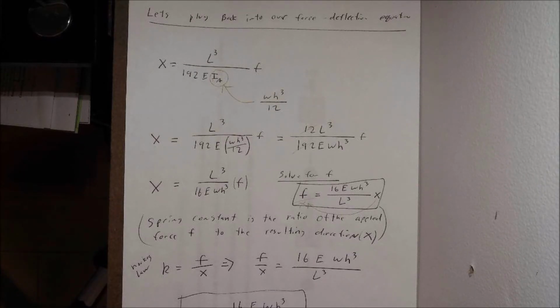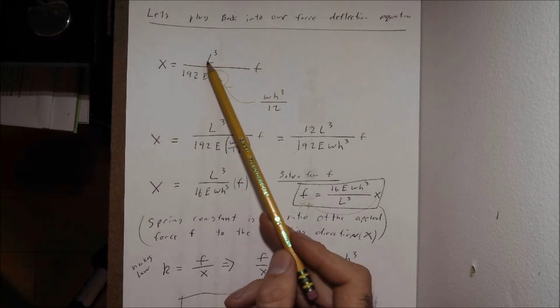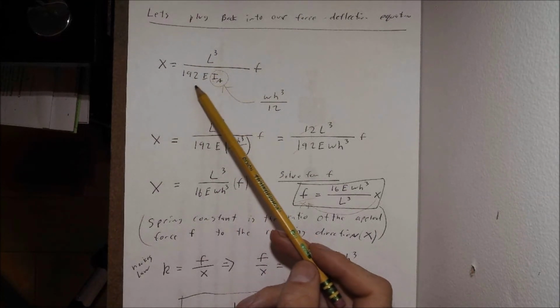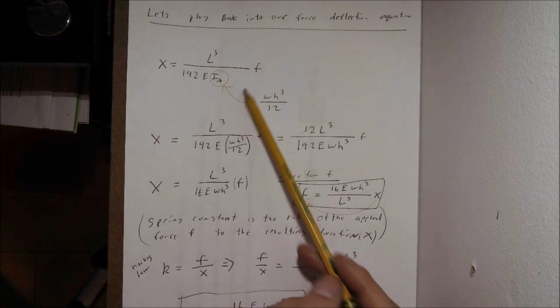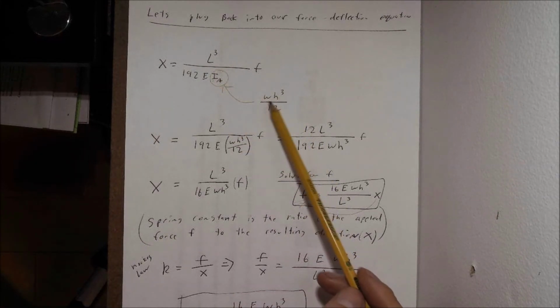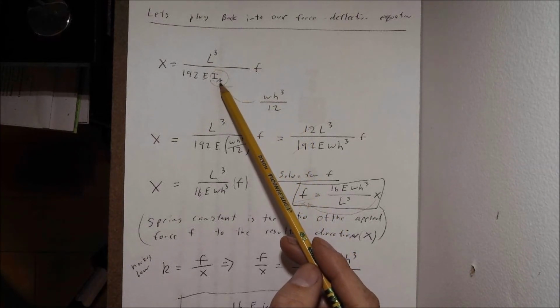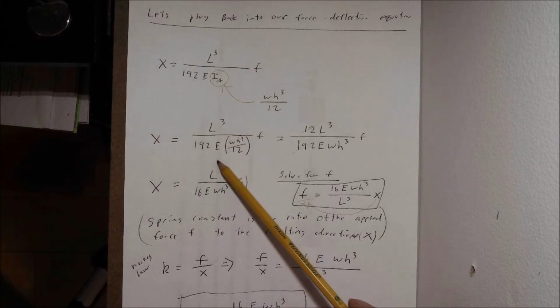So the next thing that we want to do is plug back in to our force deflection equation that we had before. So I'm going to rewrite out our force deflection equation here. X is equal to L cubed over 192 E times I, times F, which now for our area moment of inertia here, we have this relationship that we looked up here, W H cubed over 12.